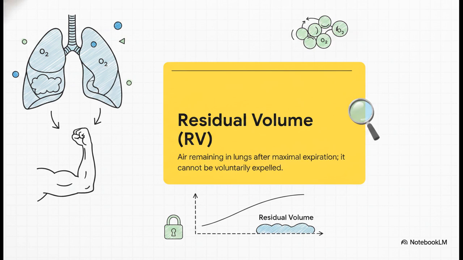And finally, we have the Residual Volume, which sits at roughly 1,200 milliliters. Now listen closely here, because this is a biophysical necessity. You literally can never voluntarily expel this volume. It has to stay in your lungs to prevent the alveoli from completely collapsing, and it provides this continuous reservoir for gas exchange even while you are actively breathing out.